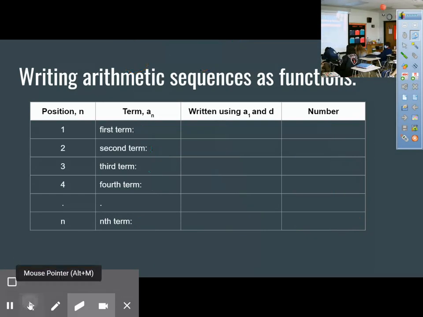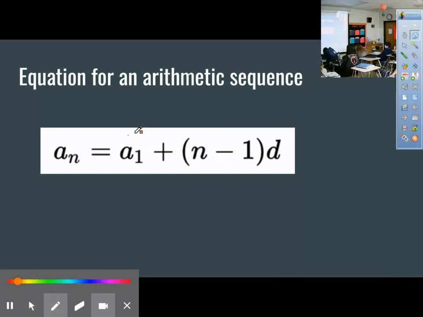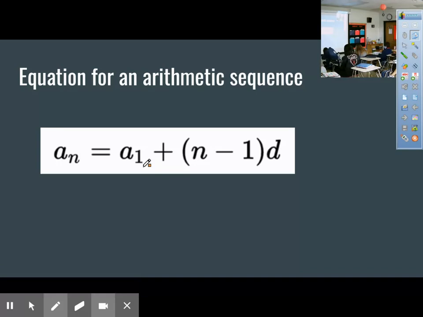Okay. All right. So on the next one, here's the actual equation that you're going to be using. So you need to write this equation down. This is the formula you're going to be using. The numbers you're going to plug in for are A1 and D. A1 is your first term, and you're going to be given that.